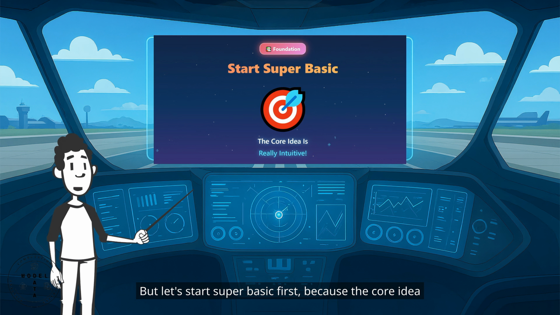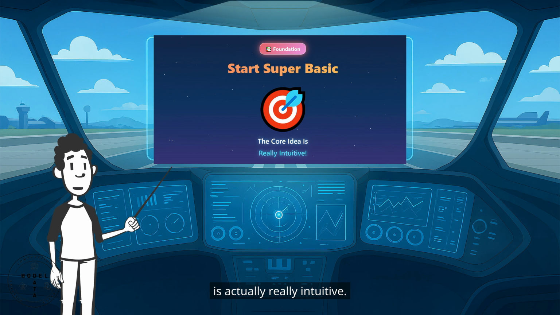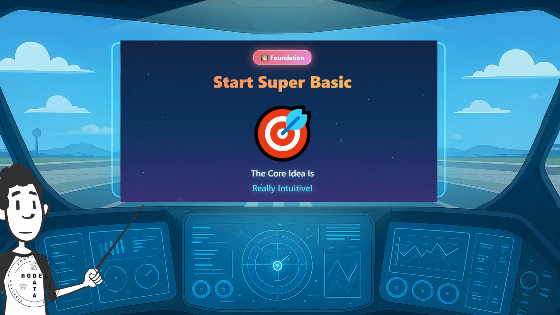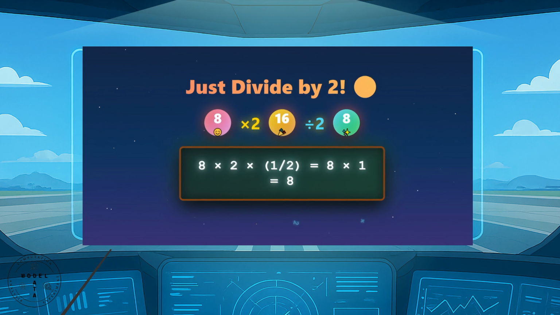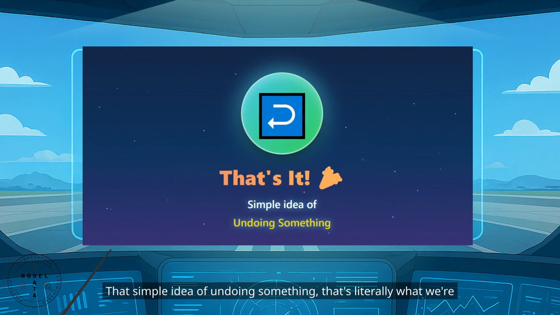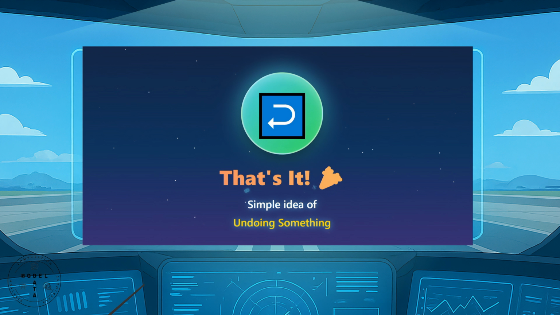But let's start super basic first, because the core idea is actually really intuitive. If I multiply something by 2, how do I undo that? Just divide by 2. Exactly. One action cancels the other. That's it. That simple idea of undoing something, that's literally what we're doing with inverse matrices.